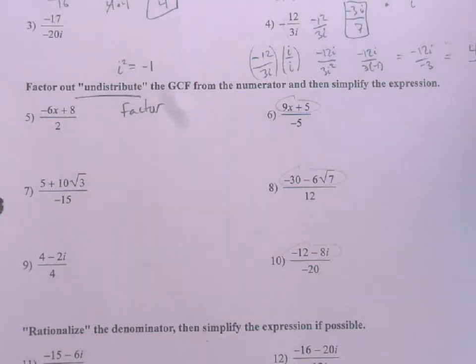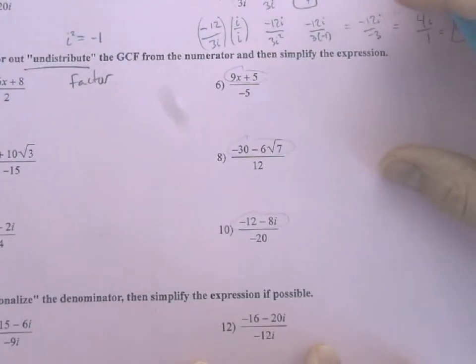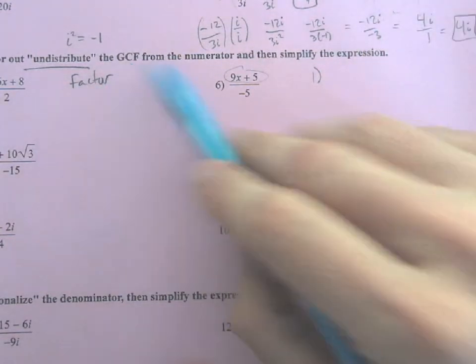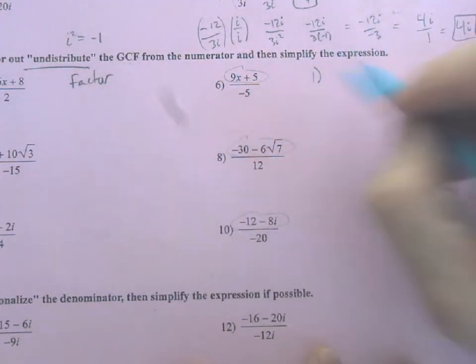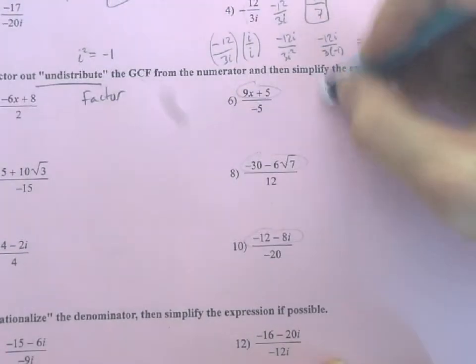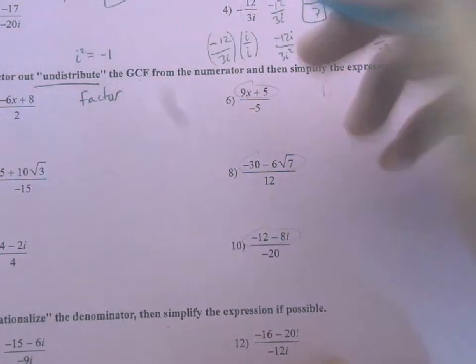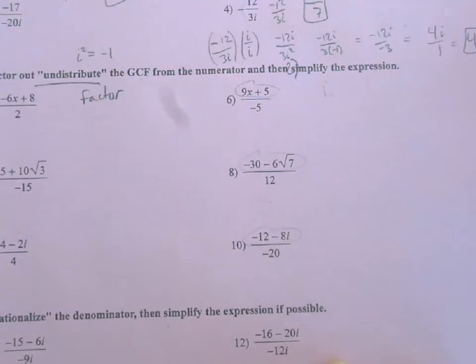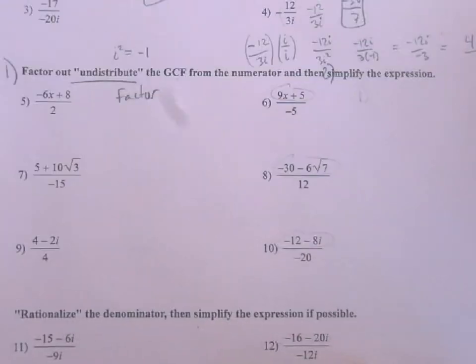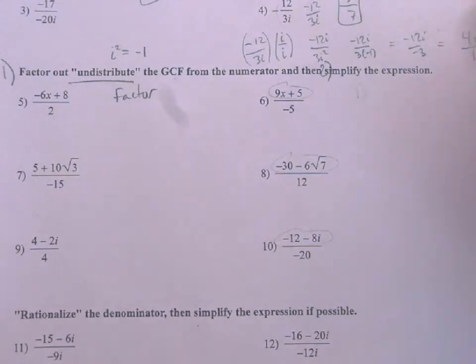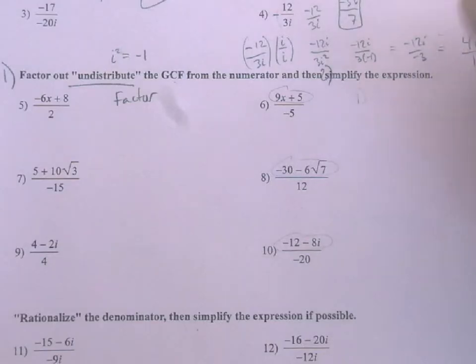If you were in class today, then you know that there's actually a couple steps here. Okay, step 1 is to undistribute the GCF from the numerator, and then step 2 is to cancel out the common factors. So I was going to write down the steps, but I actually have them here. 1, factor out GCF from the numerator. 2, simplify the expression. This is going to be canceling, okay? But we also have to watch out for negative denominators.